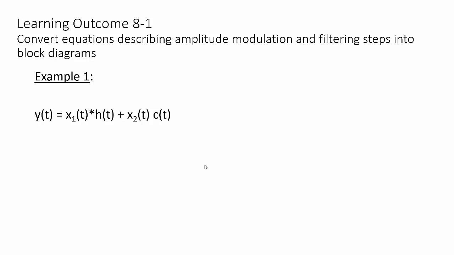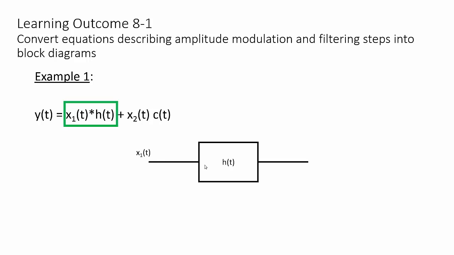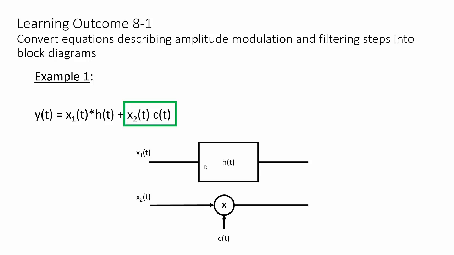If I say y of t is x1 of t convolved with h of t plus x2 of t times c of t, how would we draw the block diagram? Pause the video, try drawing it out. Let's start with this first part. That's our convolution block. The second part is the multiplication operation. Then we have addition. There you go.